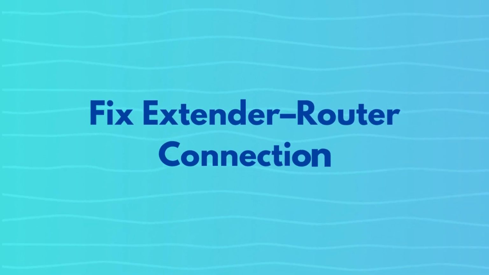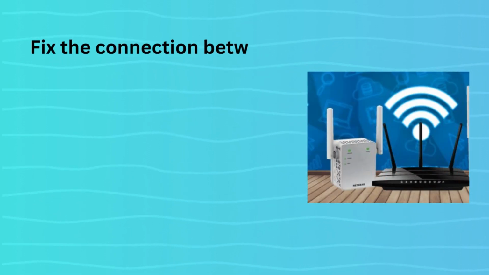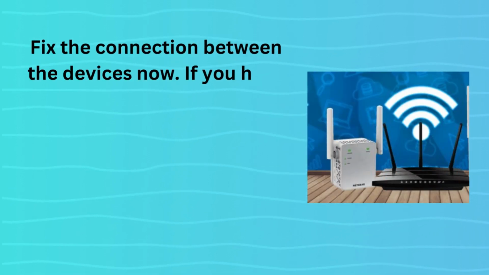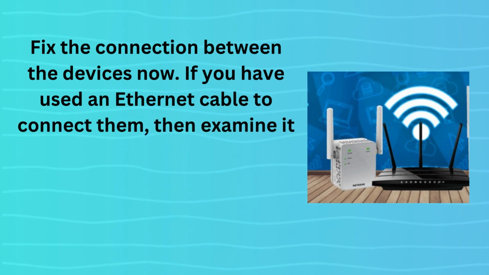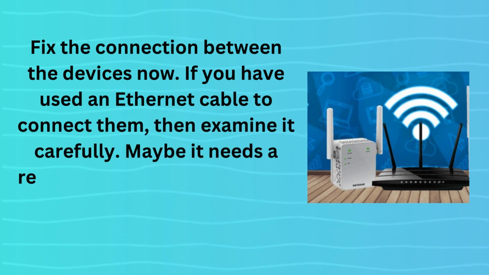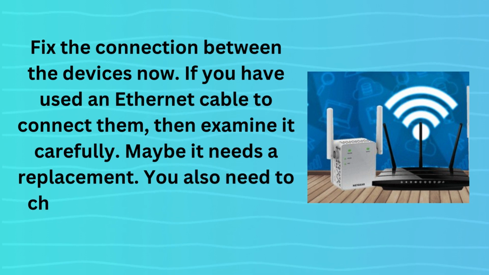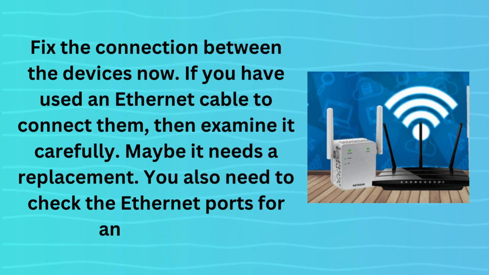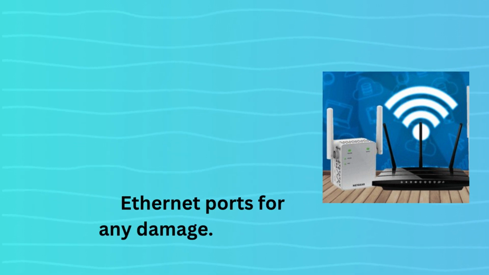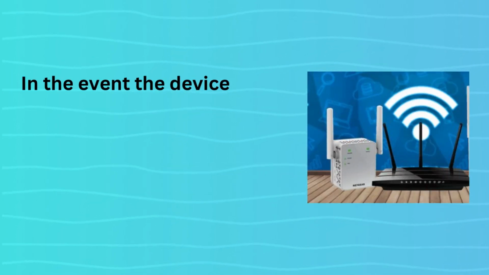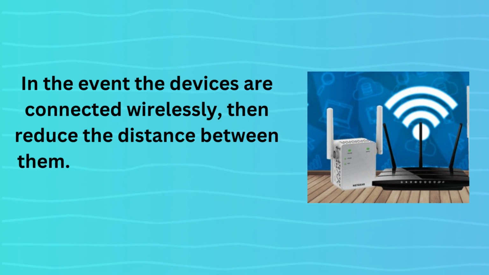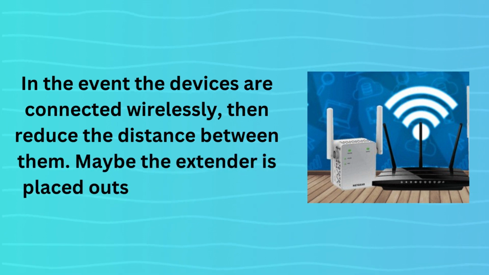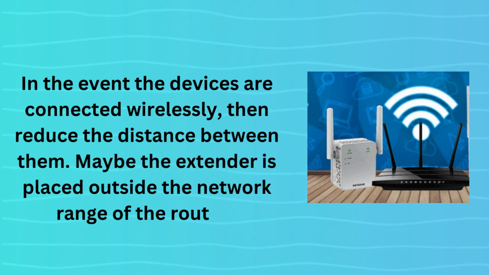Fix extender, router connection. Fix the connection between the devices now. If you have used an Ethernet cable to connect them, then examine it carefully. Maybe it needs a replacement. You also need to check the Ethernet ports for any damage. In the event the devices are connected wirelessly, then reduce the distance between them. Maybe the extender is placed outside the network range of the router.